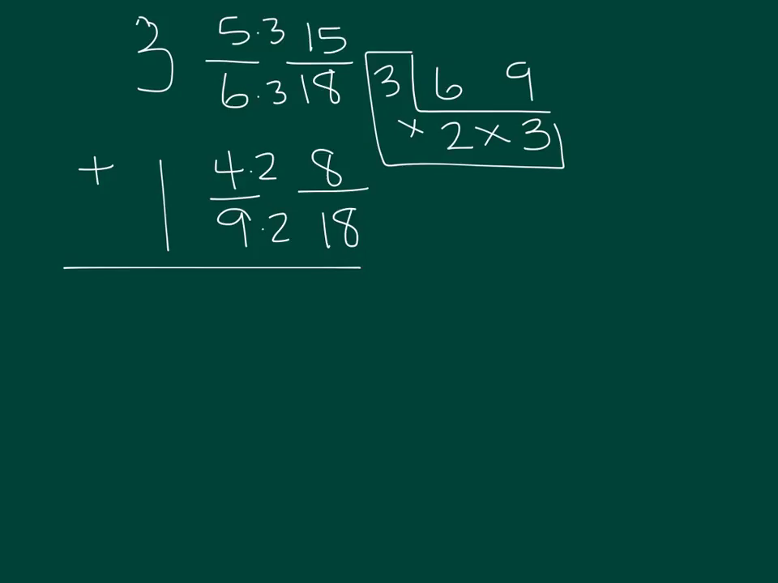Then I have to add my numerators, and I know 15 plus 8, I don't know. 15 plus 8, well, 8 and 5 is 13, so that's 23. 23 18ths. Uh-oh. That's improper. I have to make that mixed.